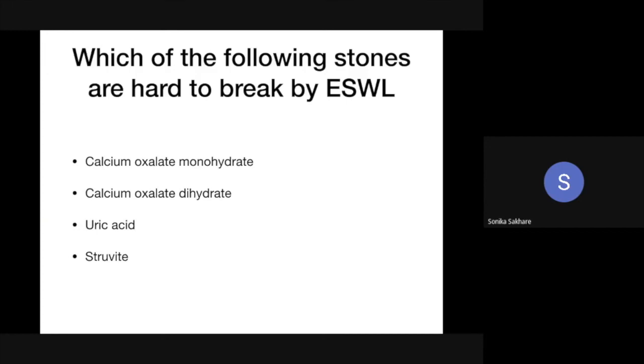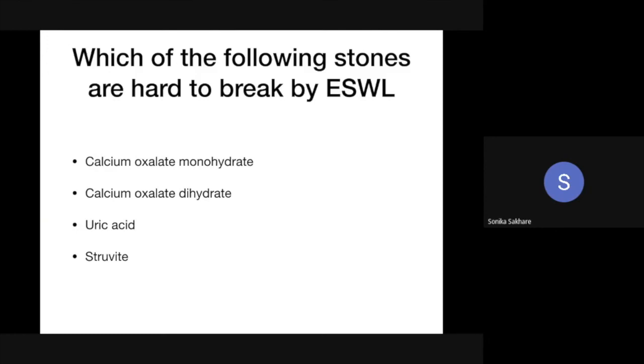Which of the following stones are hard to break by ESWL? I'll tell you about ESWL. It stands for extracorporeal shockwave lithotripsy. You're going to give shockwaves from outside the body. These waves pass through the soft tissue, and once they encounter a hard substance like a stone, the energy is transmitted to the stone and causes erosion and shattering of the stone. That is called ESWL. That means you are going to break the stone basically in this procedure. So now, which is the stone which is hard to break?